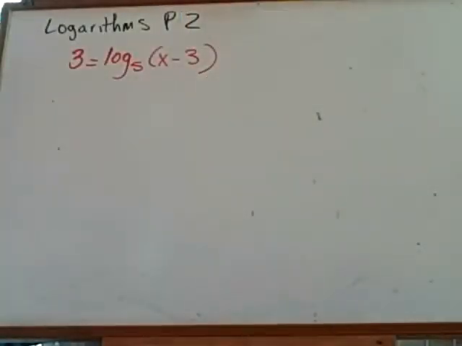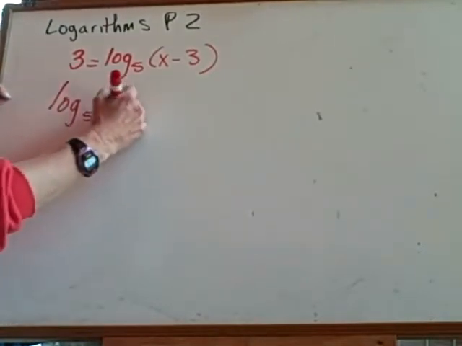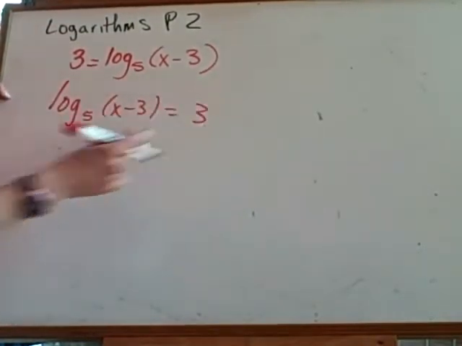We're doing the last example on page 2 on logarithms. The first thing I want to do here is go ahead and put this log on the left-hand side so that when I do my lean-to, I can get it right. So log base 5 of x minus 3 equals 3. And now I'm going to do my lean-to.